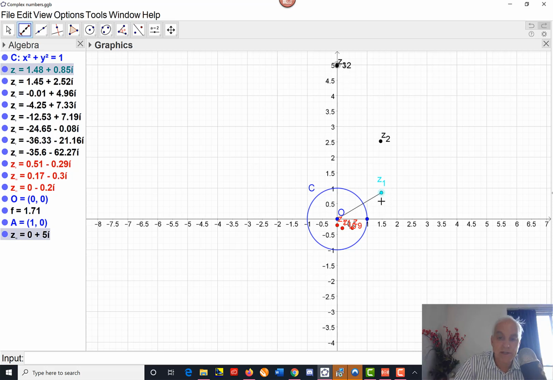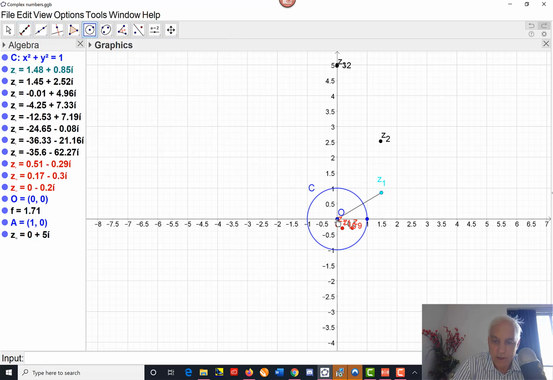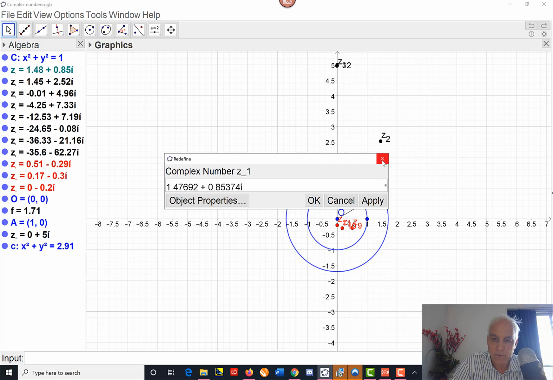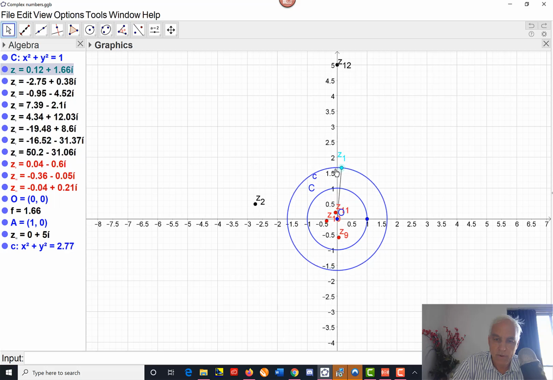Now, I want to show you where the other solutions are. To do that, let me draw a circle with center through point. I'm going to draw a circle now, centered here, through this point here. Now I'm going to take this point z1 and I'm going to rotate it by a third of a full turn. So let's see what happens as I do that. I'm going to go around. Whoops, I have to go back. Sorry. Let's take the point. I'm going to try to move it roughly on this circle. I'm moving it around the circle roughly.